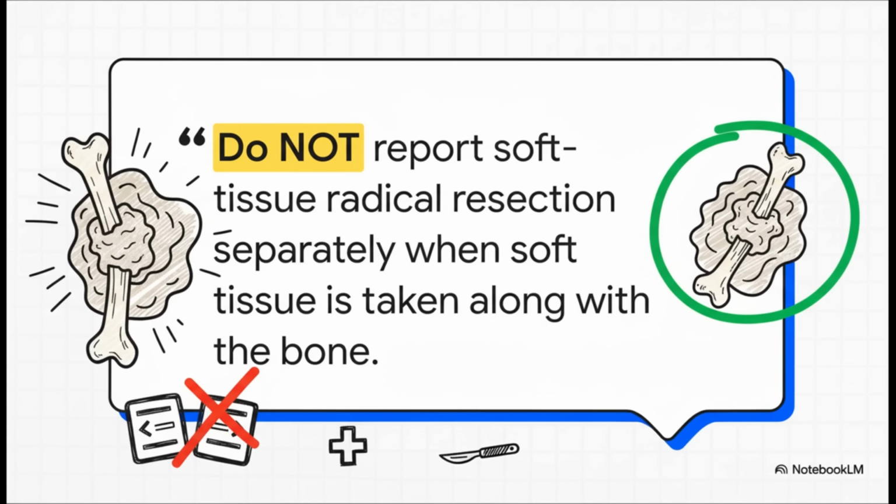The key thing to know is that CPT considers that soft tissue removal to be part of the main procedure. You can't take out that part of the bone without taking the tissue attached to it, right? It's all one package deal. You do not code it separately.